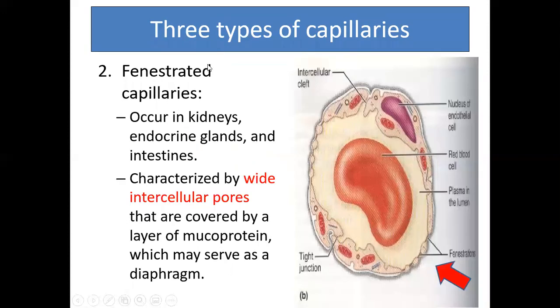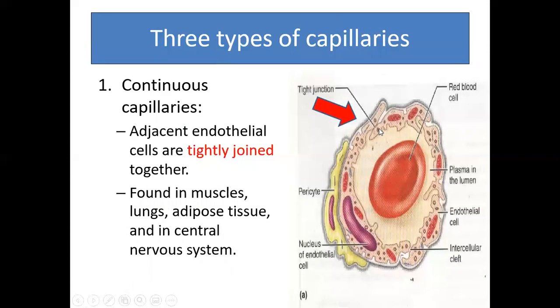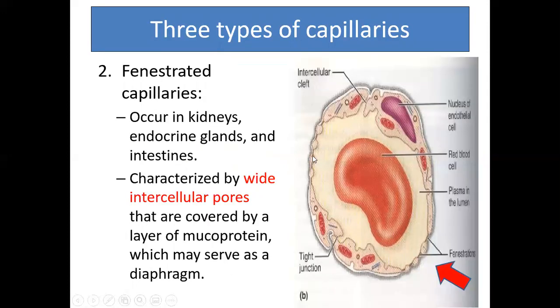Okay, and so you can see from this picture, this continuous capillary has a tight junction. Now we're going to proceed with the fenestrated capillary. From the name, we know they have small holes, fenestrations. Usually it can be found in the kidney, in the endocrine gland, and also in the intestine.